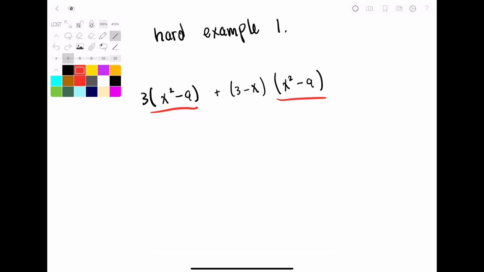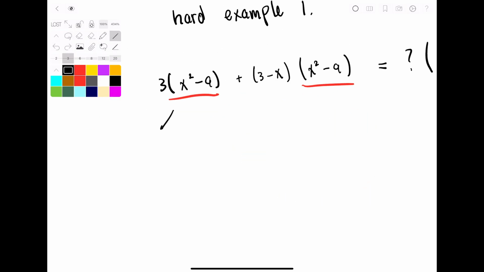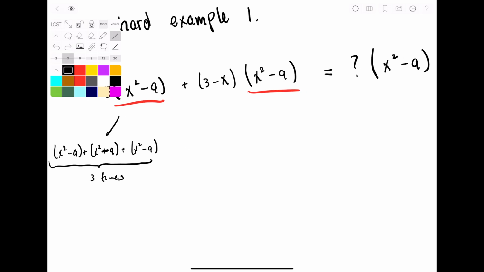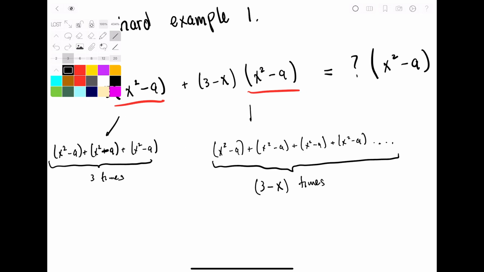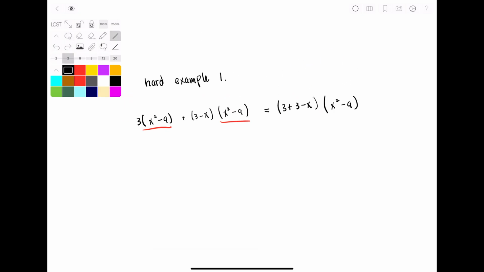Now, the next question is, how many repetitions do we have? Well, in this case, we have 3 repetitions at the start of that object, x squared minus 9, and then we have 3 minus x repetitions of the x squared minus 9. So the total amount of repetitions would be 3 plus 3 minus x, leaving us with 6 minus x grouped, so multiplied, to x squared minus 9.